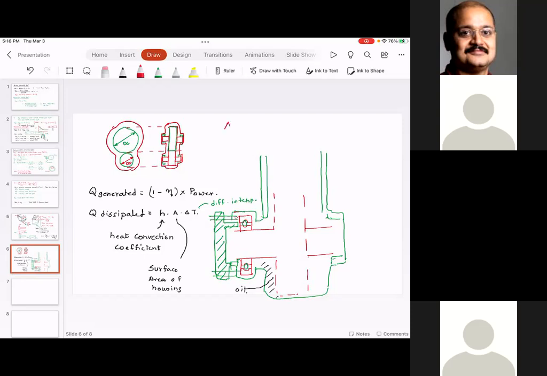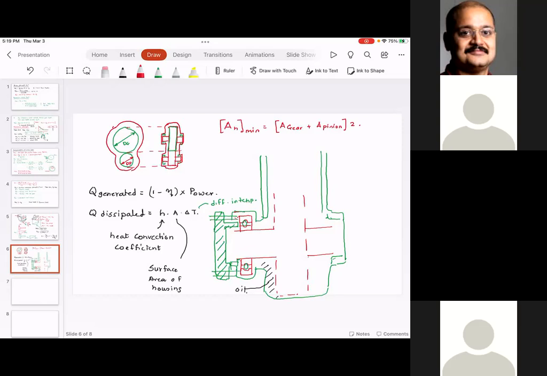So area of housing, AH, and this is the minimum, is area of the gear plus area of the pinion multiplied by 2, top and bottom. So this is the area of housing. And clearly there could be additional area, but that you can ignore. So this is the area of the housing.